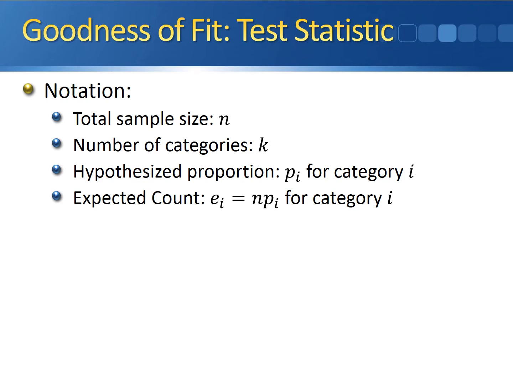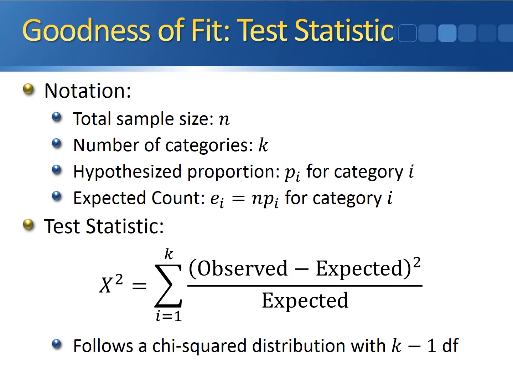We'll calculate the expected counts, E sub i, by taking the total sample size and multiplying by the hypothesized proportion for each category. Then the test statistic follows a chi-squared distribution with k minus 1 degrees of freedom, and it's calculated by taking the observed count for each category, subtracting off the expected count for each category, squaring the difference, and dividing by the expected count. We repeat this for each category in the variable and sum each of the individual terms to come up with our final chi-squared test statistic.